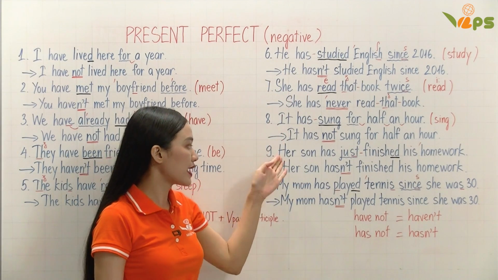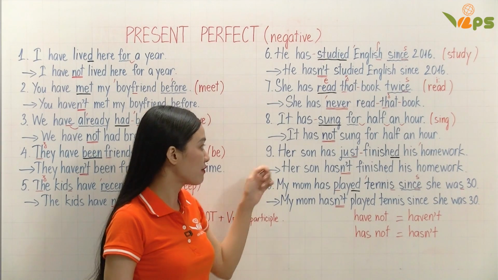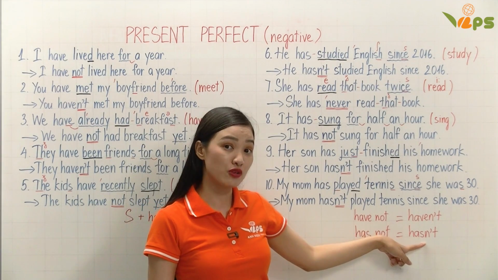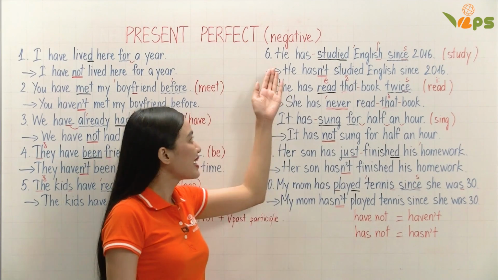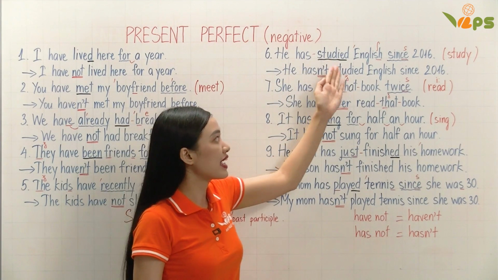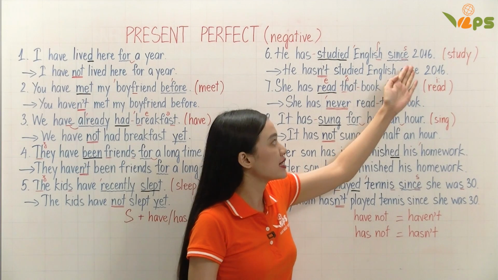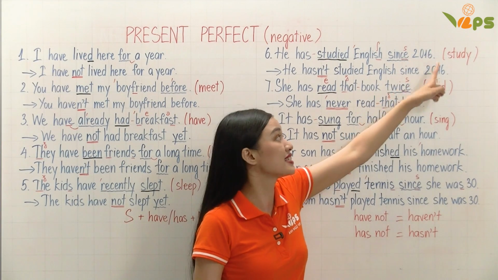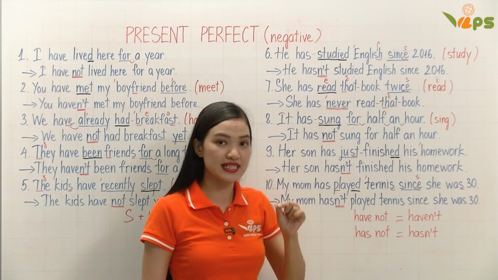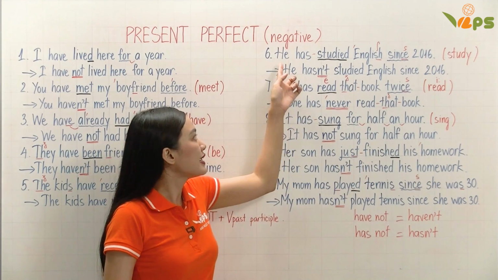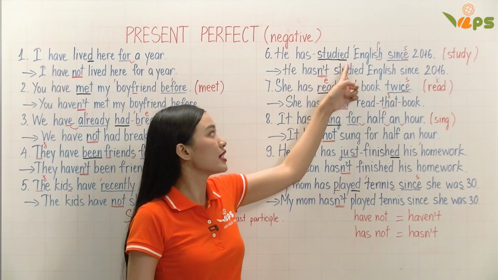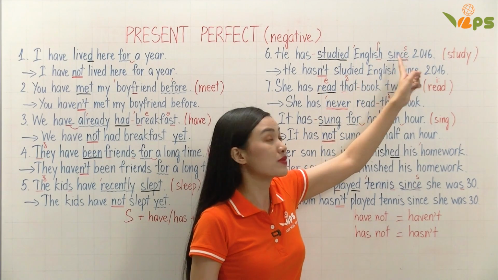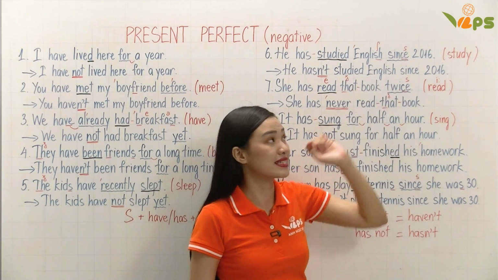He, she, it, and singular nouns now. Remember, we have to use has, right? Has not. We have the short form hasn't. He has studied English since 2016, or you can say 2016. Remember, 16. He has studied English since 2016, or you can say 2016.